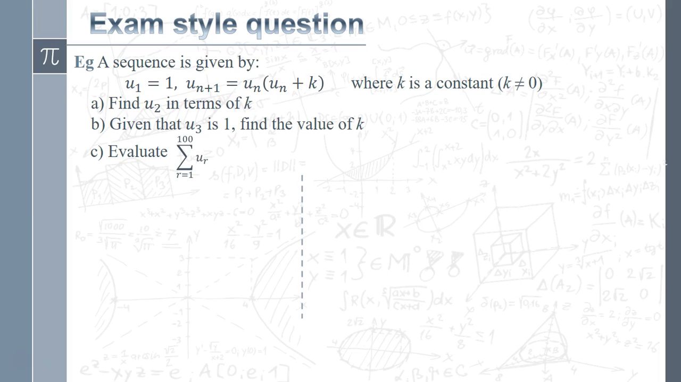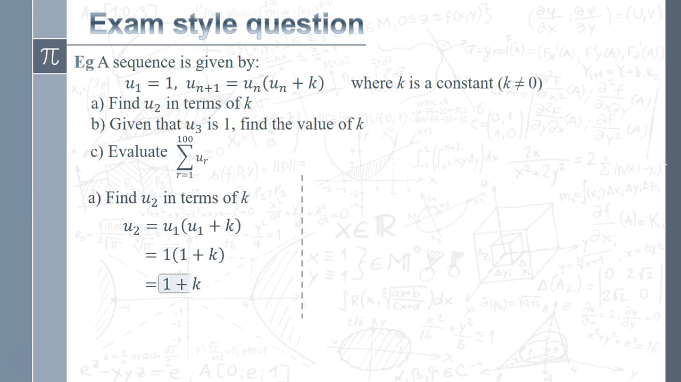So we're told that the first term in the sequence is 1. We're told the next term is the previous term times the previous term plus some value, this thing k, and we're told k is a constant where k is not equal to 0. So we're going to do the whole thing in terms of k. So here we go. I'm going to find u2 in terms of k. So u2 equals u1 bracket u1 plus k, and we're told at the start that the first term u1 is 1. So we end up with that, so therefore u2 is simply 1 plus k.